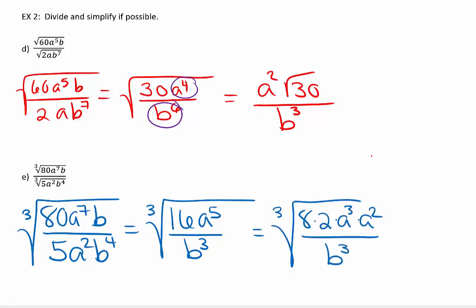I'm going to look for my perfect cube factors, and I know that 16 is 8 times 2. I'll factor a to the 5th as a to the 3rd times a squared, and b to the 3rd is already a perfect cube. My perfect cubes come outside of the radical. Again, anything that was in the denominator stays in the denominator. That's why I have that b in the denominator. Things that aren't perfect cubes stay inside the radical.